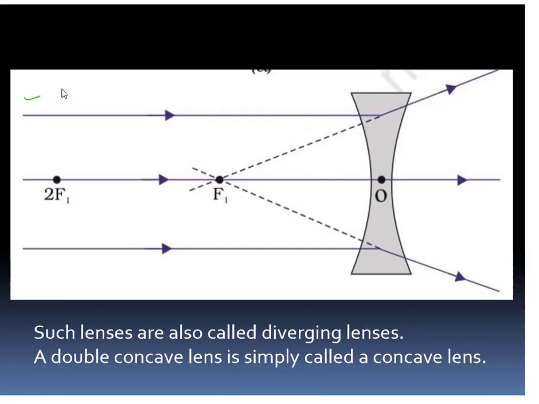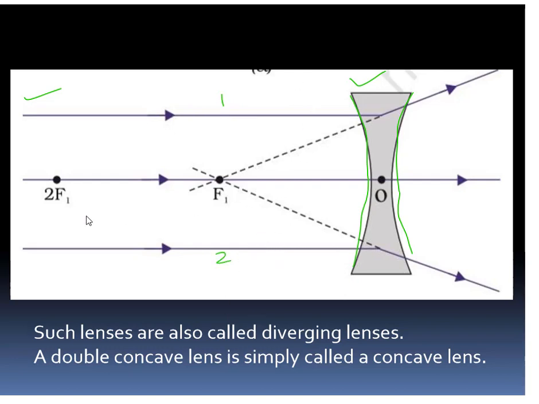So you can see the diagram of a double concave lens here. This is one surface, this is another surface. Here also we are getting two surfaces. So it is also called a diverging lens. Why? Because this is the first ray, as you can see here, this is the first ray of light, and this is the second ray of light.